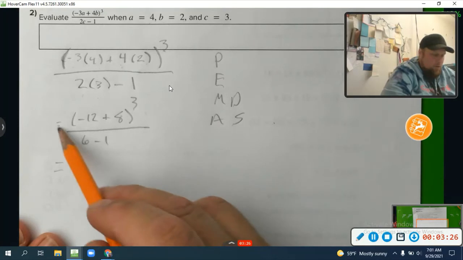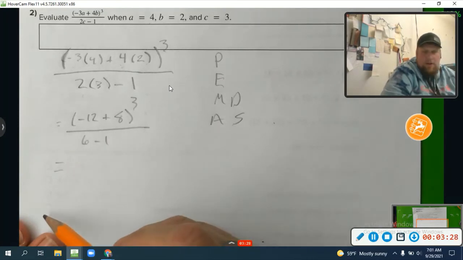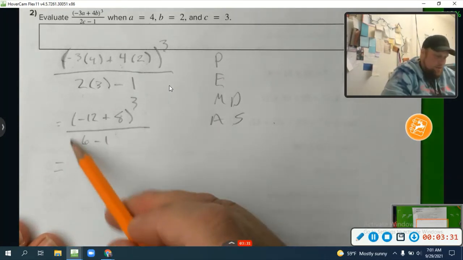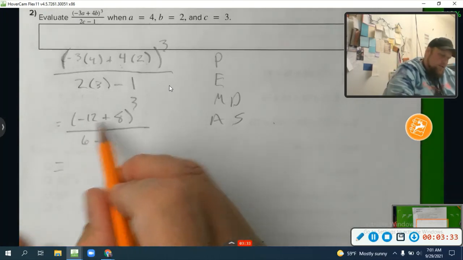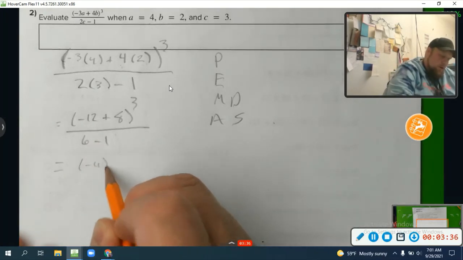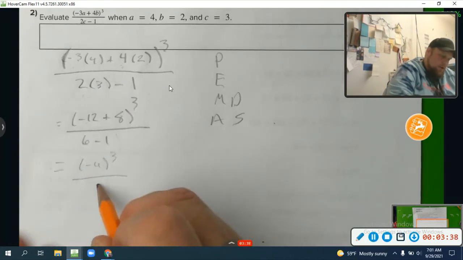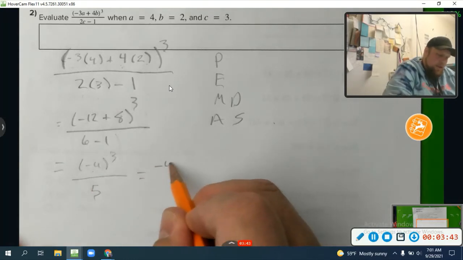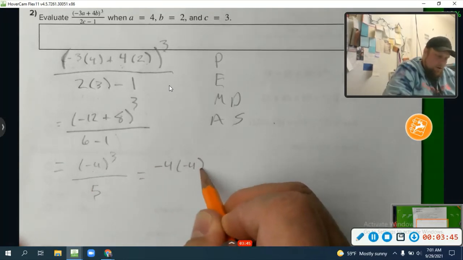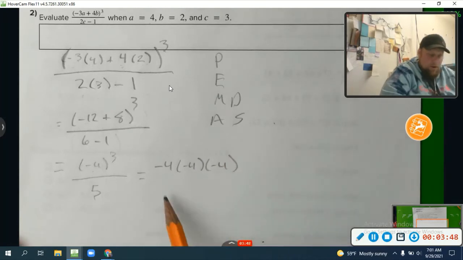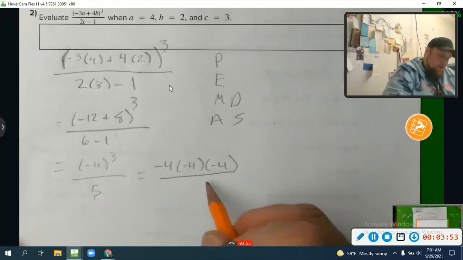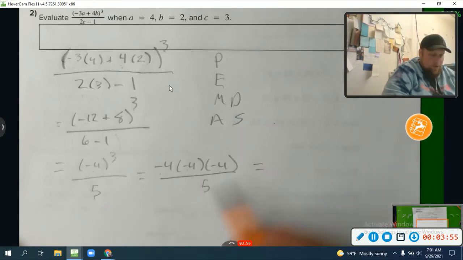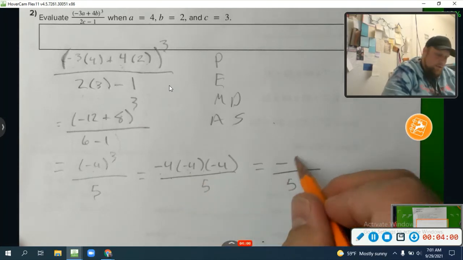Again, I'm going to do parentheses. But keep in mind, when we have an entire group underneath instead of a fraction bar, that's kind of like they're in parentheses, almost like that. So I'm going to evaluate both sides. So -12 plus 8 is going to give me -4 cubed, all over 6 minus 1 is 5. Now, -4 cubed, what does that mean? That means -4 times -4 times -4. Well, 2 negatives make a positive, but 3 bring us back to negative. All over 5. So what is that going to equal? Well, I know it's negative over 5, and 4 times 4 is 16, times 4 is 64.